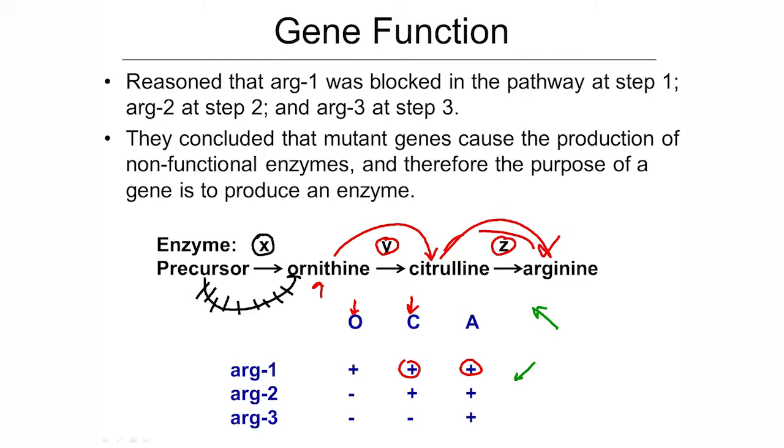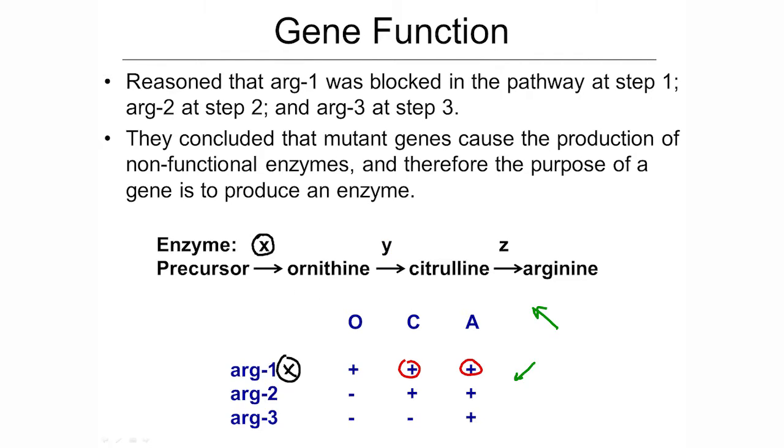I hate to be redundant, but I need you to understand this. Because if you give it ornithine, everything goes along just fine. You give it citrulline, everything goes along just fine, etc. So they said the problem here resided with the enzyme X in that particular mutant strain. Let's carry on this analysis with the others. So with Arg-2, I think it would be a good idea to erase this stuff. Let's start over for this analysis.